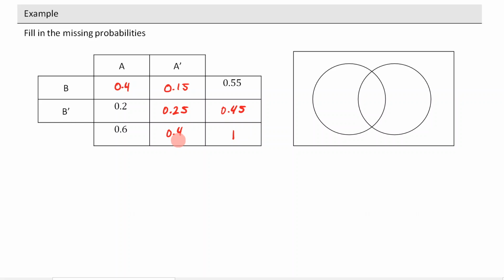So now that we've got everything in there, how can we take this information and put it into our Venn diagram? Well, we know that this right here is the intersection point, don't we? 0.4. So let's put that here. And then we could also think of it in terms of this.